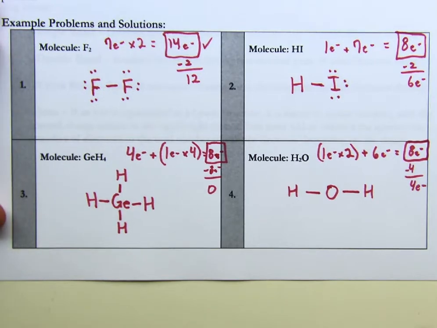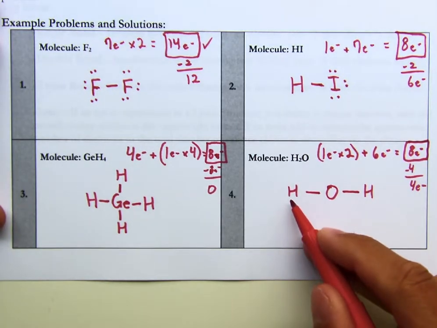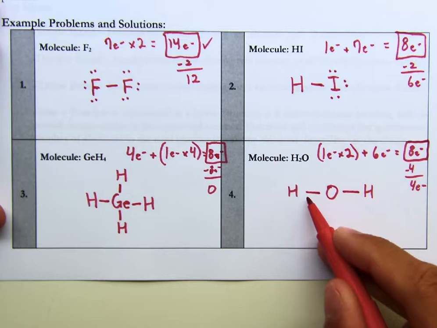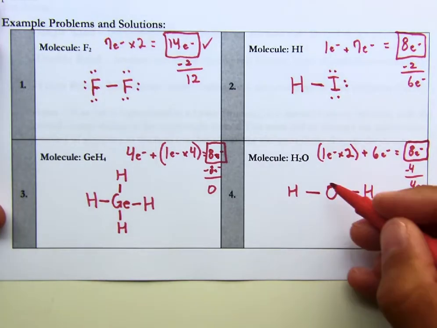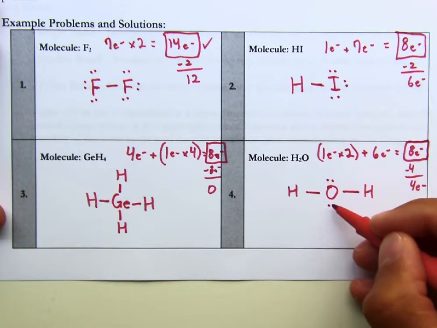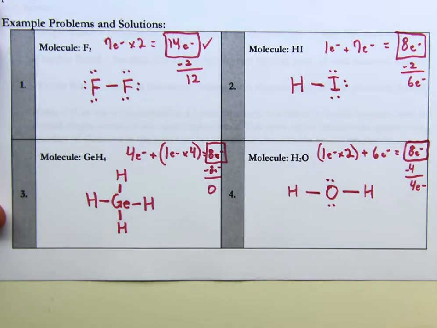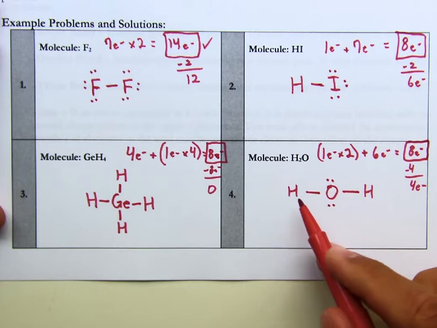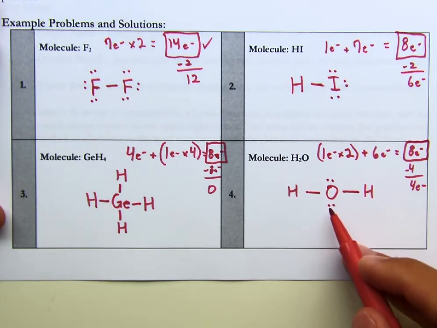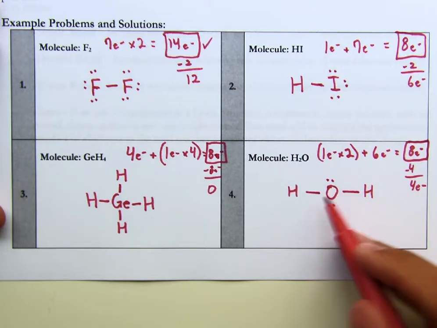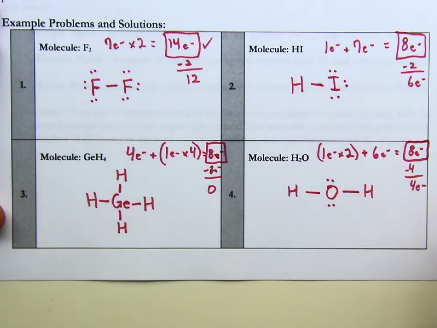Now, where are we going to put them? Are we going to put the electrons on the hydrogens? No, the hydrogens already have 2 electrons, so they're done. This oxygen only has 4, though, and it needs to have 8. So we'll put 2 here and 2 here. This is our water molecule. Hydrogen has a duet, hydrogen has a duet, oxygen has an octet, 2, 4, 6, 8, and the total is 8. This is our valid Lewis structure.